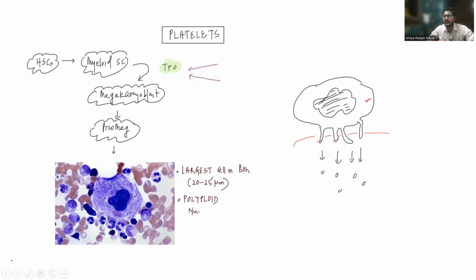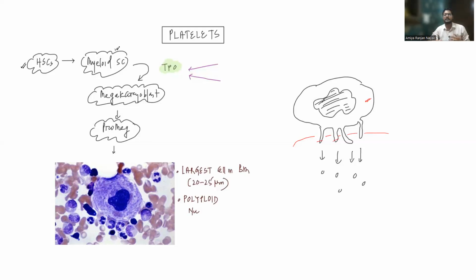So how are the megakaryocytes produced? Everything starts from the pluripotent hematopoietic stem cells. After committing into the myeloid stem cells, the myeloid stem cells can give rise to erythropoiesis. They can go into the erythroid lineage, they can go into the megakaryocyte lineage, and they can also go into the granulocyte-monocyte lineage. Here we'll discuss the megakaryocyte lineage.